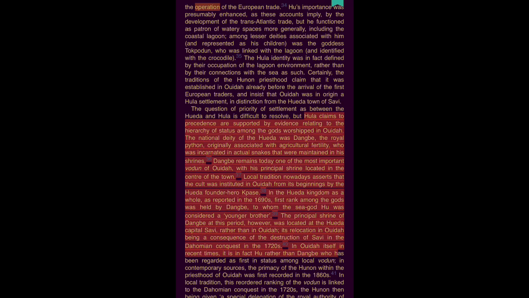The question of priority of settlement as between the Whydah and Hula is difficult to resolve, but Hula claims to precedents are supported by evidence relating to the hierarchy of status among the gods worshipped in Whydah. The national deity of the Whydah was Dangabi, the royal python, originally associated with agricultural fertility, who was incarnated in actual snakes that were maintained in his shrines.